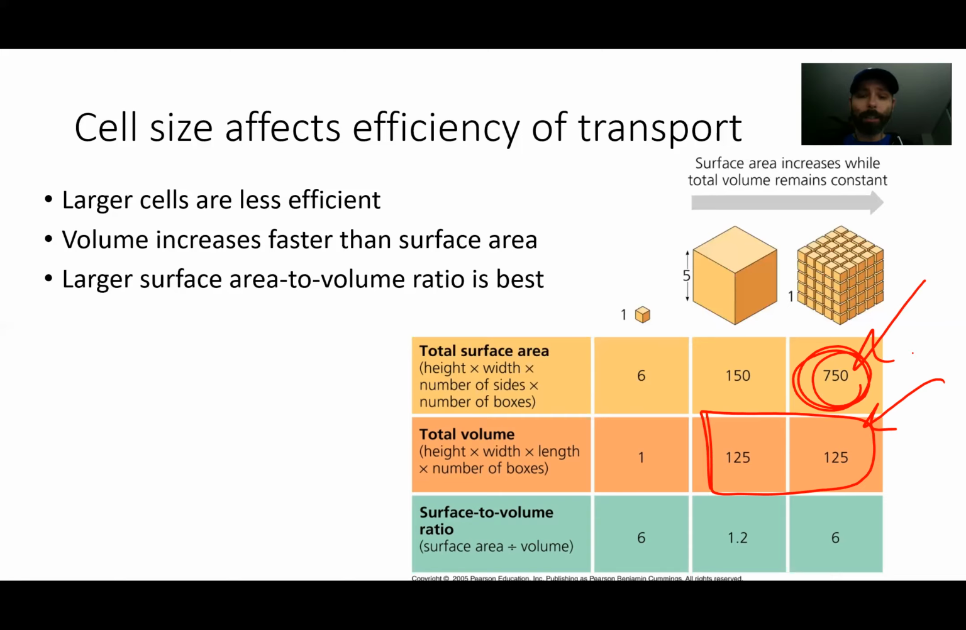So we want to have a lot of small cells rather than a few big cells, or else transporting things in and out starts to become way too slow, and then the cell's not going to be able to survive, right? Now, again, that's all based off of diffusion. That diffusion is going to be what the cell's going to utilize as much as possible. We don't want to use energy as often as we can. We don't want to use energy. We want to save that energy, right?